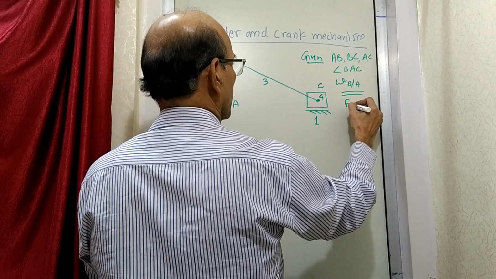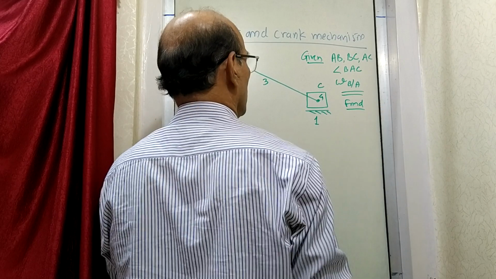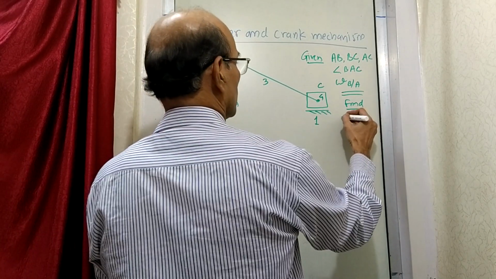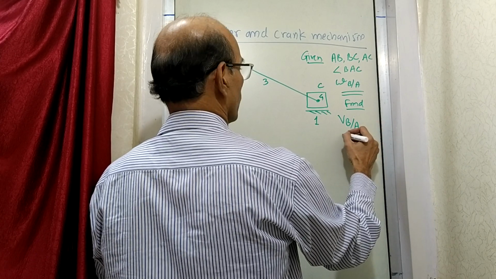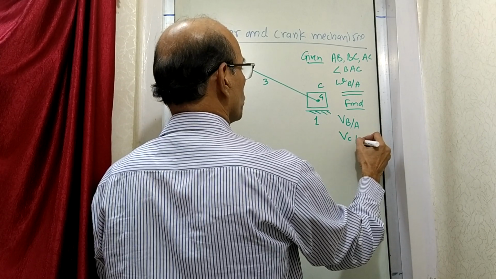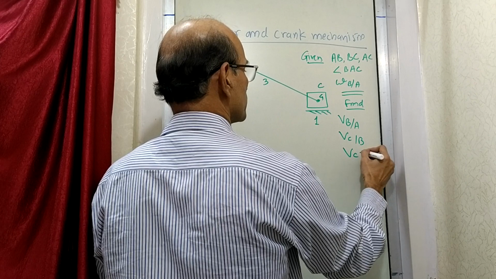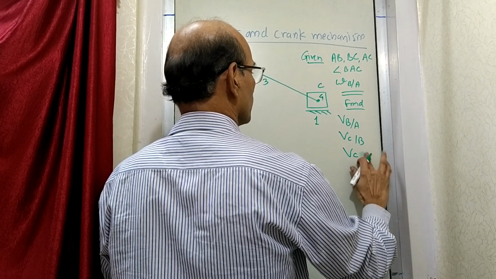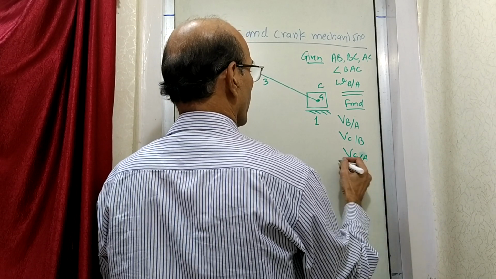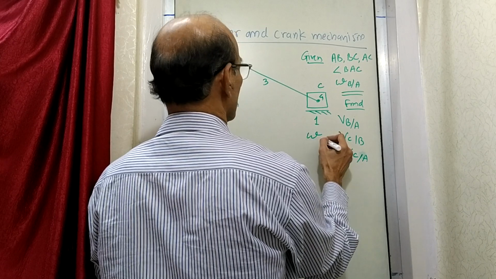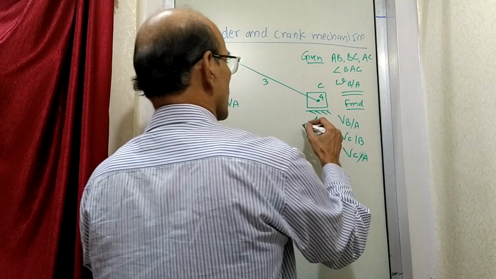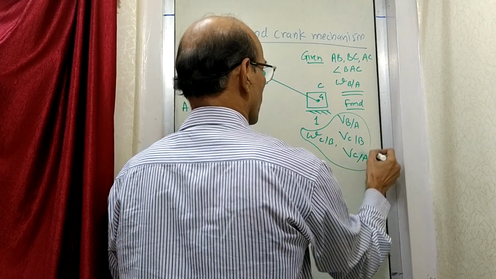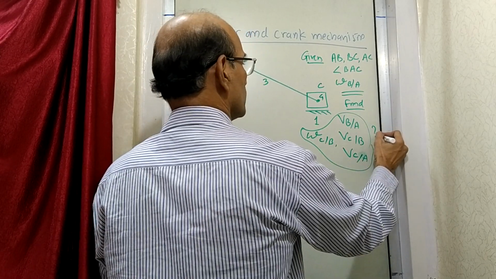And we are asked to find out the velocity of B with respect to A, velocity of C with respect to B, and velocity of C with respect to A, and angular velocity of C with respect to B. These many things we are asked. These are the things we have to find out.